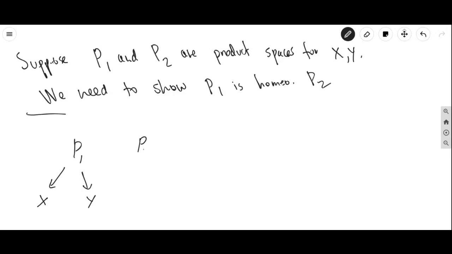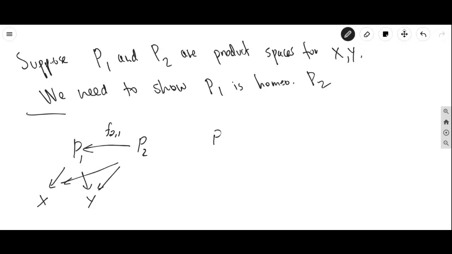And P2 is also a product. So there's a pair of maps. Now, because P1 is the optimal such product, and this is another, here you're just thinking of it as any other space with a pair of maps. The optimal property, or the universal property, says that there is a unique mapping from here to here. Let's call it F21. It goes from P2 to P1, and it makes the diagram commute.